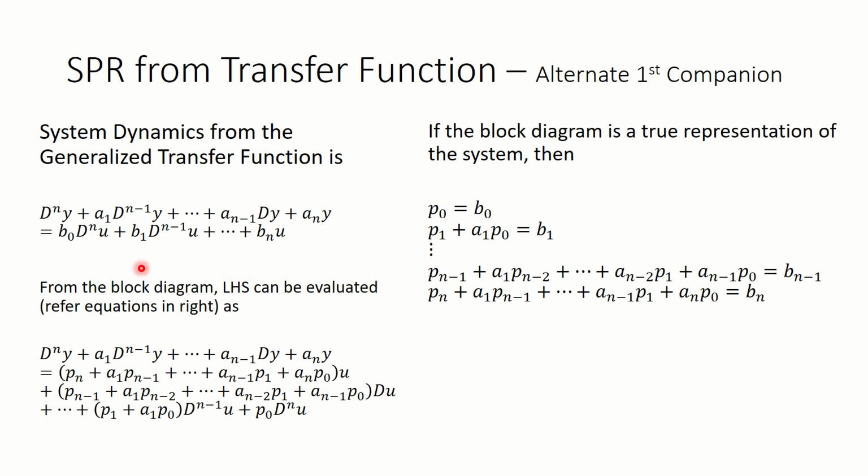So it is very easy to note one or two. As you see here, the coefficient of d^n u is p0, and on this side it is b0. So p0 is directly equal to b0. d^(n-1)u has the coefficient p1 plus a1 p0, which equals b1. It is simply b1 in this case. So this long expression, which is the coefficient of u, will be equal to bn. Similarly, all the other expressions can be seen here.